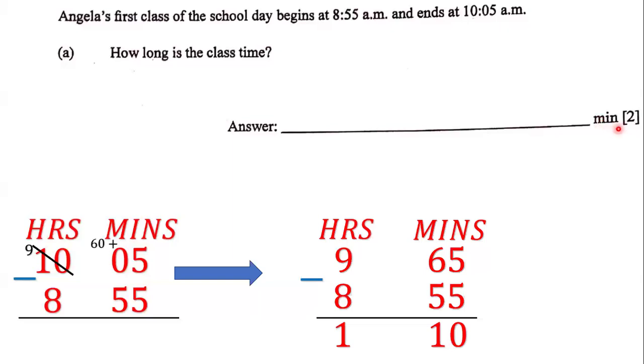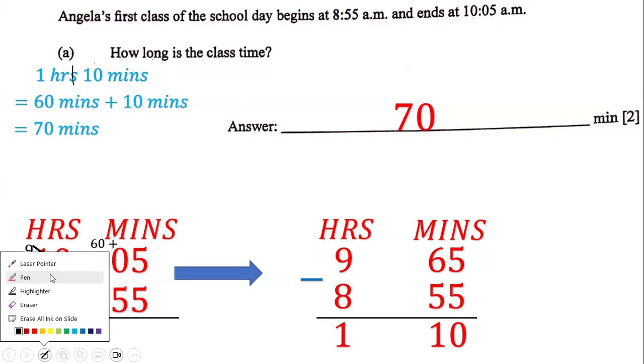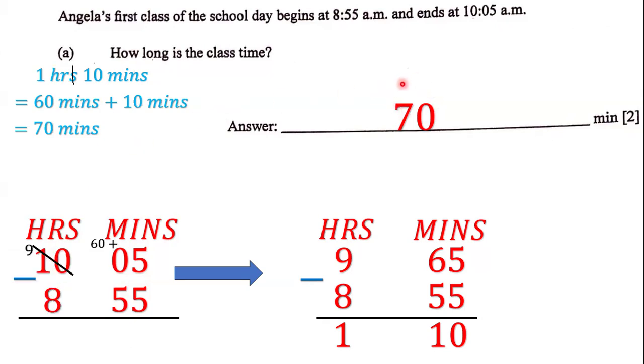But notice here the question wants us to convert our answer to minutes. So they want everything to be in minutes. We know that 1 hour is 60 minutes. So instead of writing 1 hour, we're going to put 60 minutes. It's going to be 60 minutes plus 10 minutes, and 60 minutes plus 10 minutes is 70 minutes. So how long was the class time? Well, it was 1 hour and 10 minutes, but they wanted it expressed in terms of minutes. So it's just 70 minutes. And that's the answer for this one.